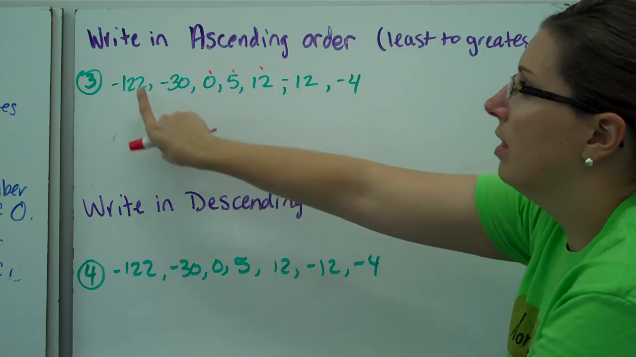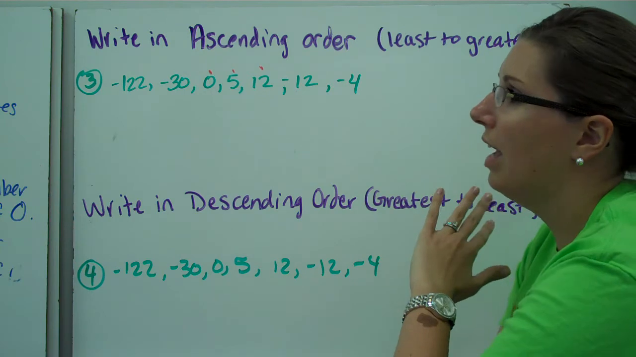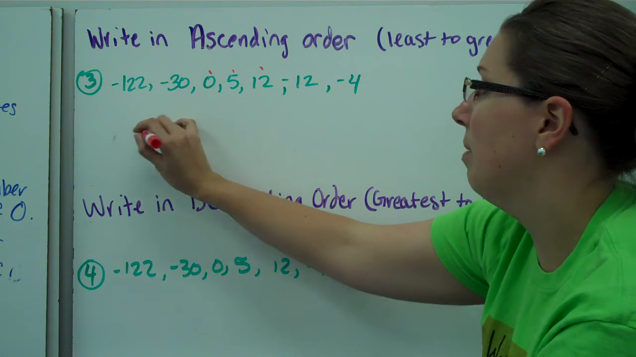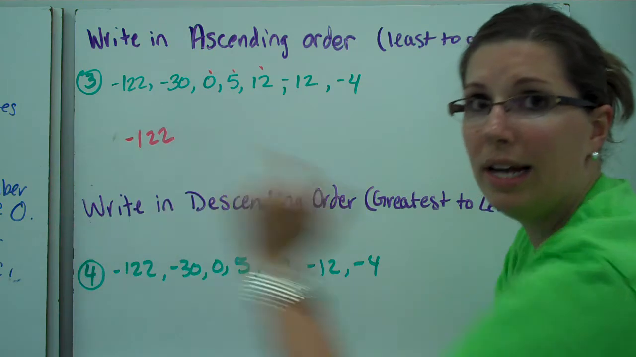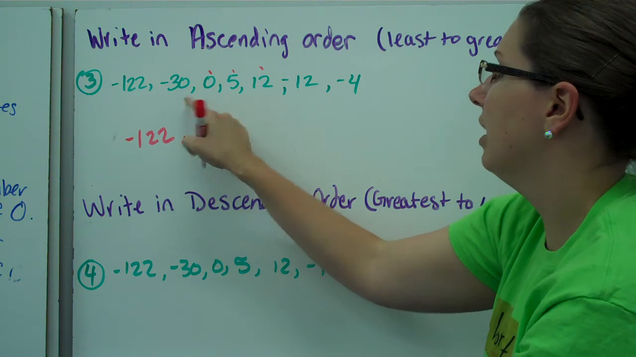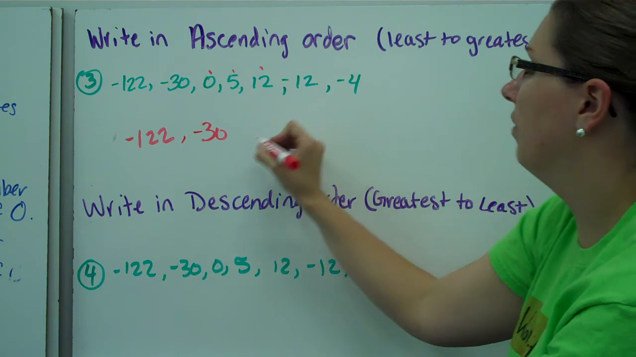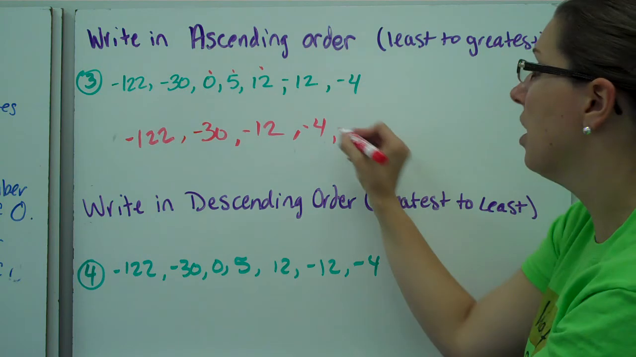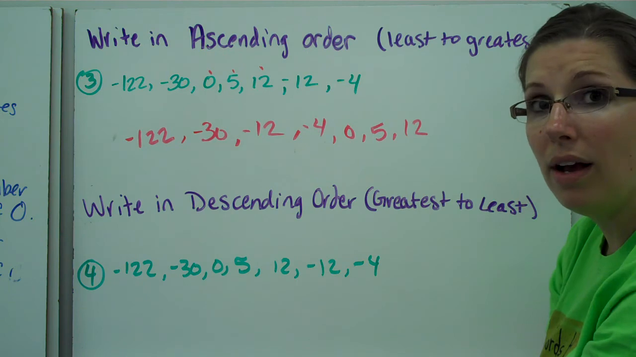Well, the bigger the absolute value of the number, when it becomes a negative value, the less it's worth. So this is actually going to be my smallest number, because if I graph this on a number line, it'd be furthest to the left, very, very far to the left. Then my next one would be negative 30, then negative 12, negative 4, then come my positive numbers, 0, 5, 12. That's the easy part. Did you get what I got?